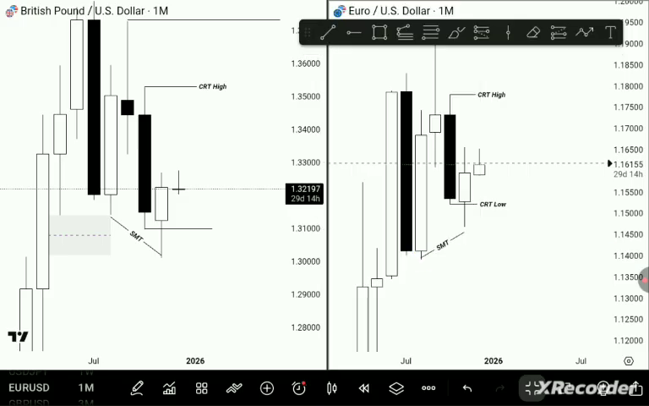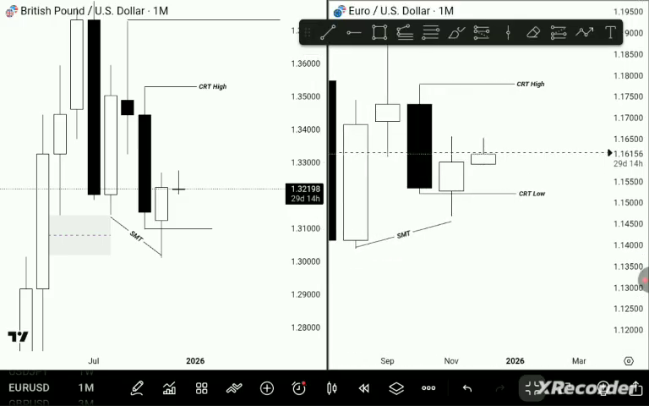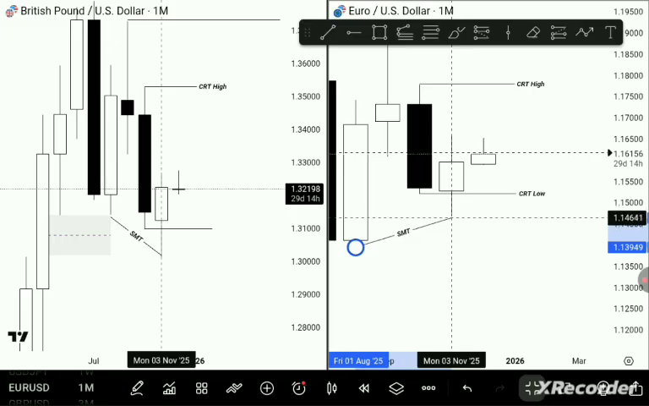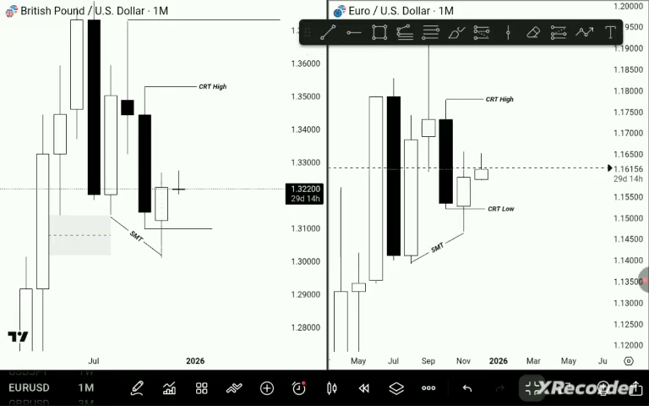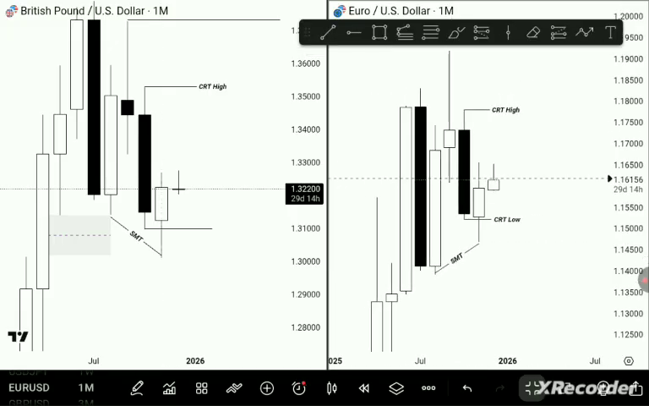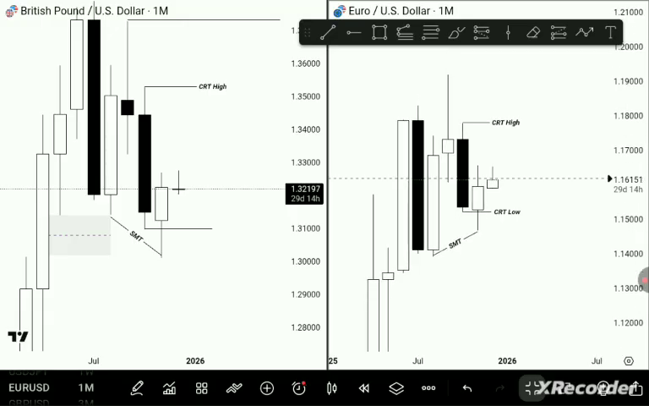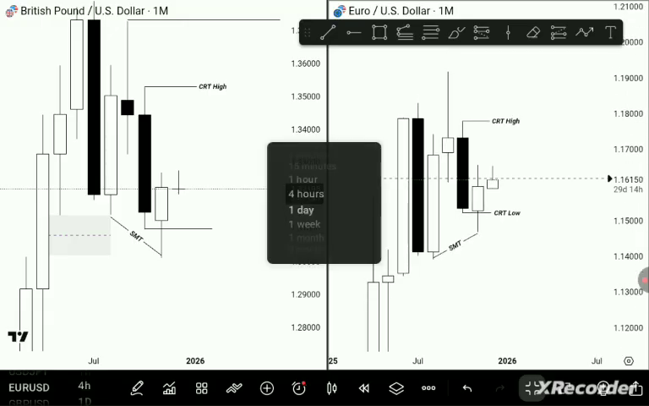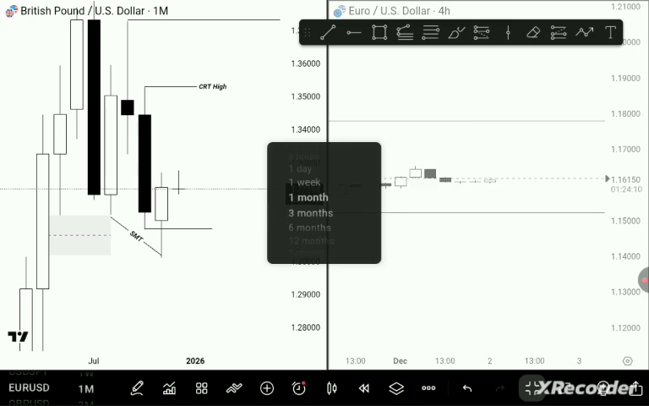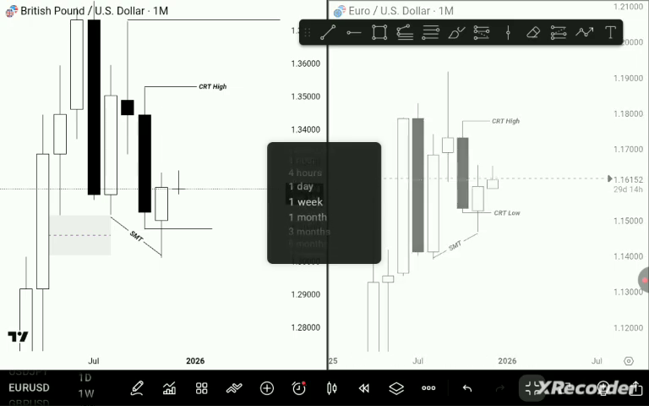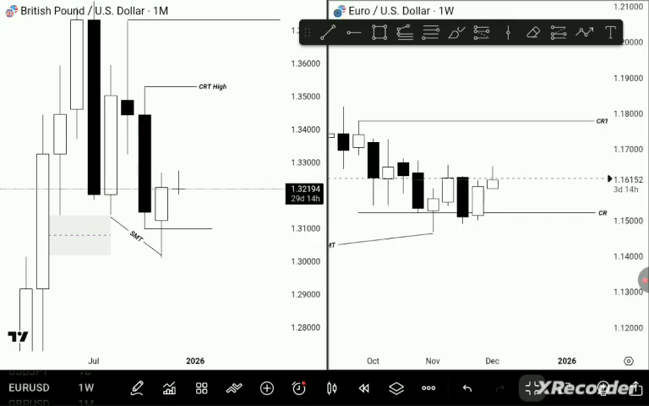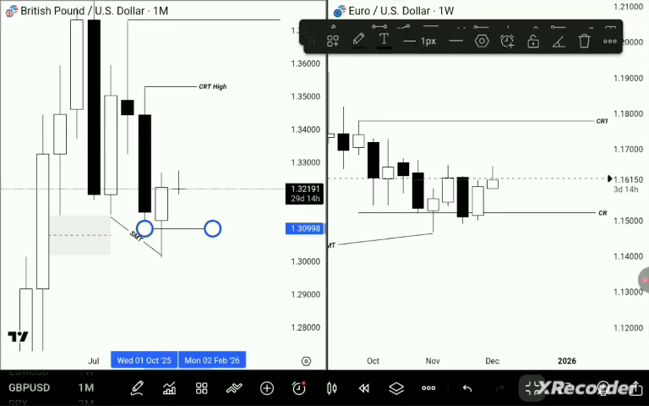SMT right there. That's the SMT we had. Right. So that simplifies everything. Then automatically your monthly bias is bullish, and your monthly draw of liquidity is the CRT high.